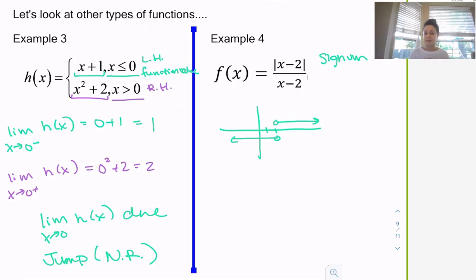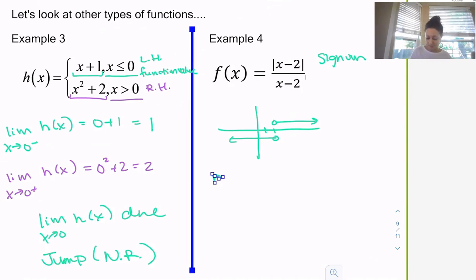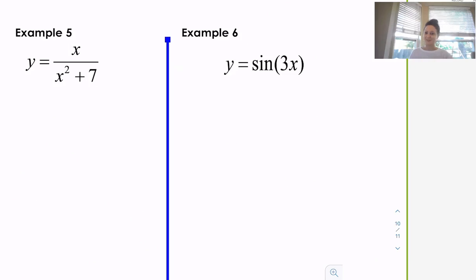So now that I have the graph, I can easily determine, do we have a removable or non-removable discontinuity here? It's a non-removable because the limit does not exist, right? So non-removable discontinuity at x equals 2, right? Specifically, this is a jump discontinuity. All right, I'm going to force another pause on your screen. Can you write examples 5 and 6, please?